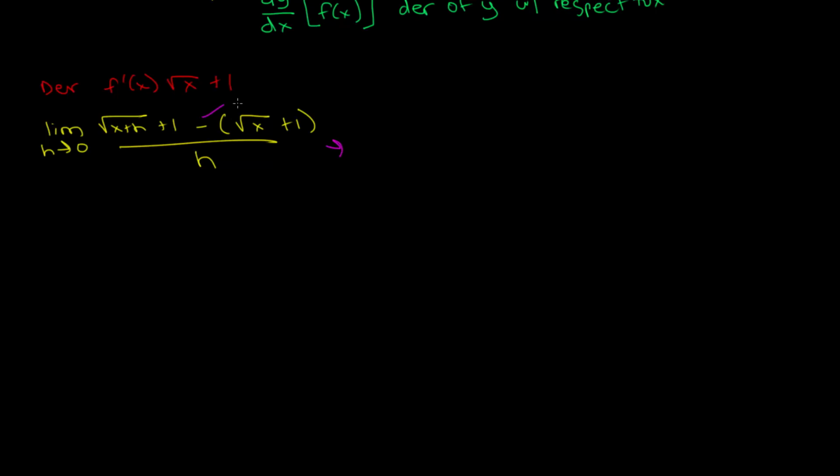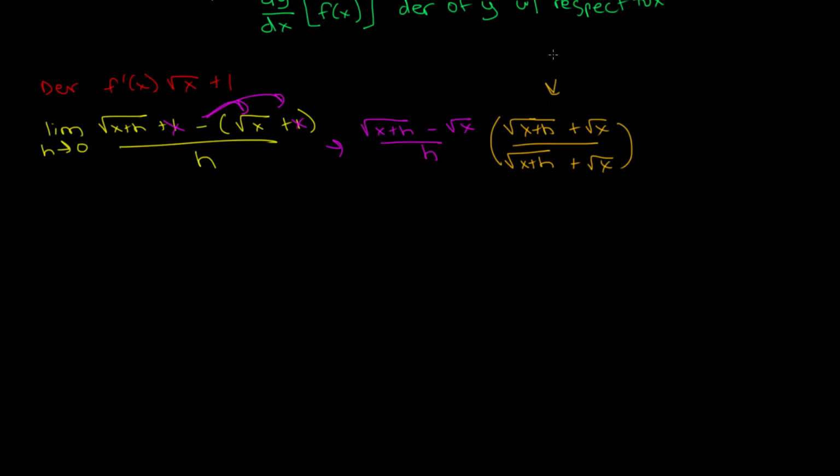So we can distribute the negative over, and we get the 1 minus 1. Those cancel out. So we're left with root of x plus h minus root of x over h. We multiply by the conjugate, root x plus h plus root x over root x plus h plus root x. And again, remember, this means that it's equal to 1, because anything over itself is really equal to 1.